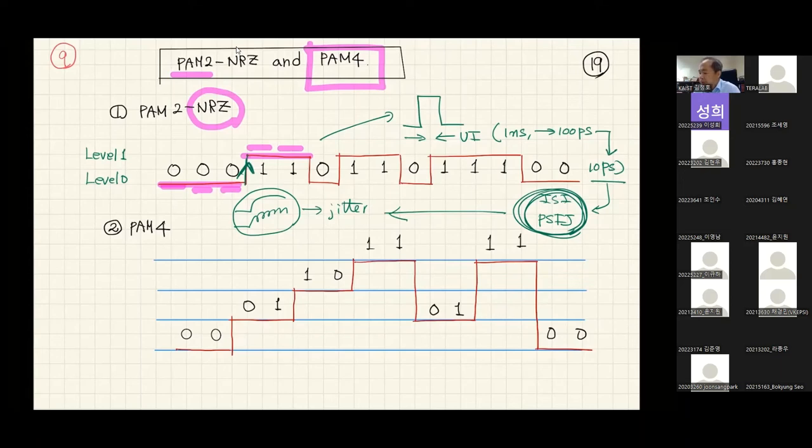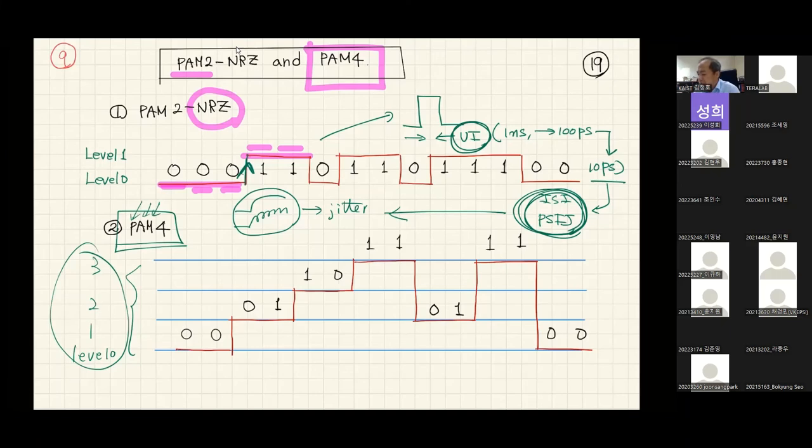So the second approach is PAM4. Rather than reducing the unit interval, we are still using the same interval, but we are using four levels: level zero, one, two, three. So this is four-level pulse amplitude modulation. If the input data has 00 pattern, it will be level zero. If it has data coding 10, the voltage level will be level one.